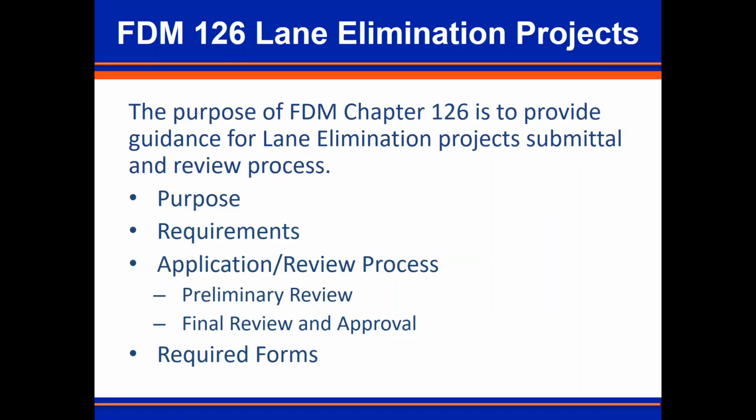The purpose of this chapter is to provide guidance for lane elimination project submittal and review process. This includes the purpose, requirements, application and review process, which includes preliminary review and final review and approval, and it also lists the required forms that must be included in each one of these phases.